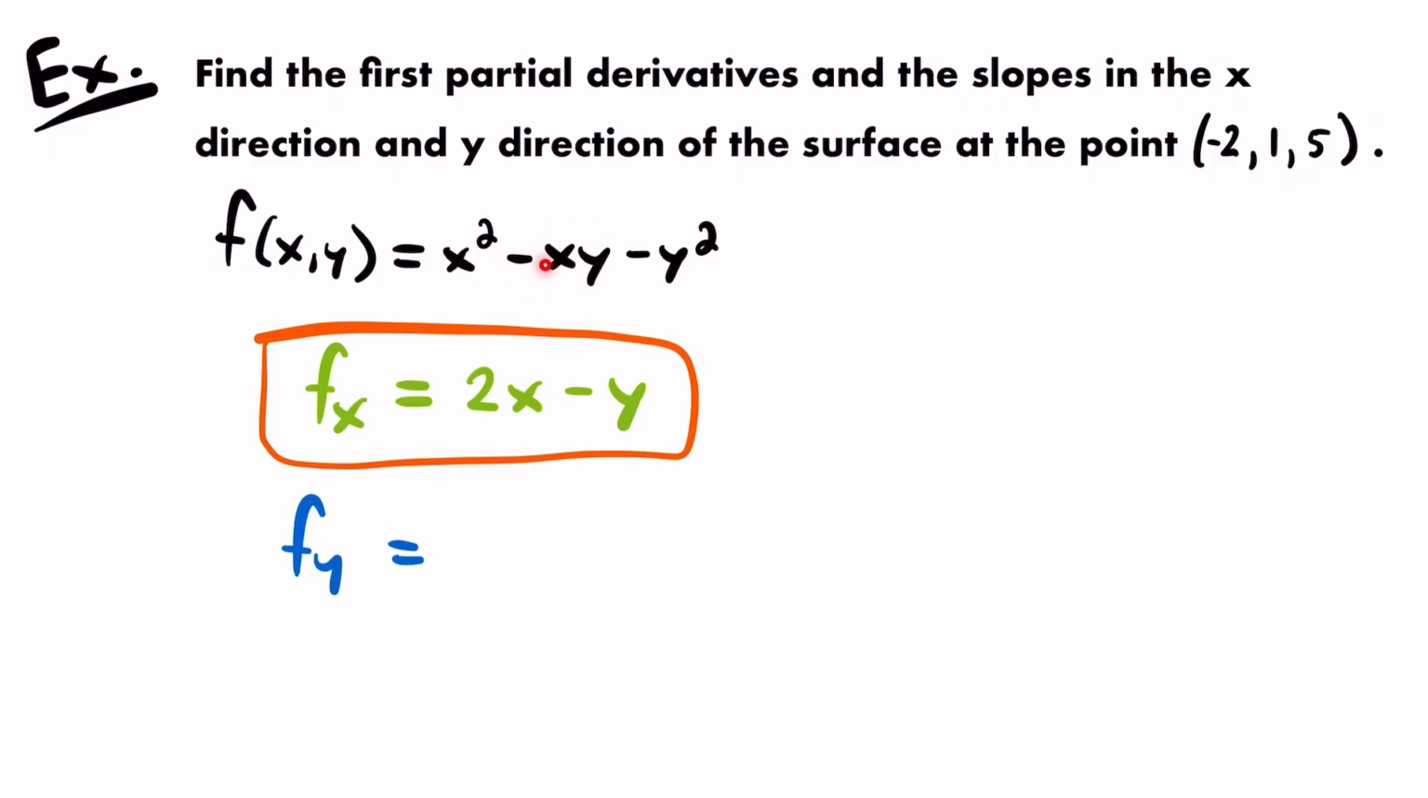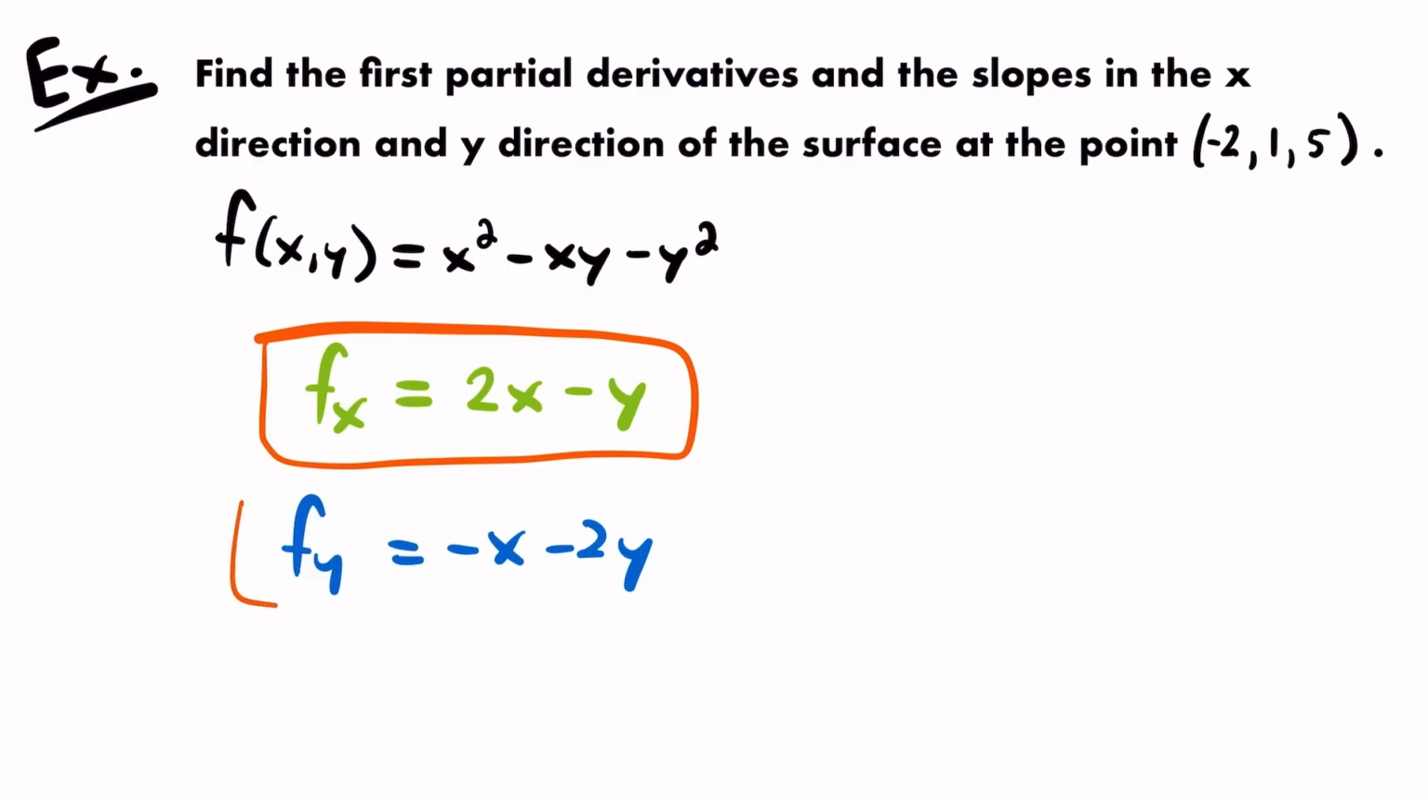But then moving on to this term, x would just be a constant. So you have a negative number being multiplied by y to the first power, and the derivative of y to the first power with respect to y will be its coefficient, which is negative x. So you have negative x, and then the derivative of negative y squared. You just use the power rule there and get negative 2y.